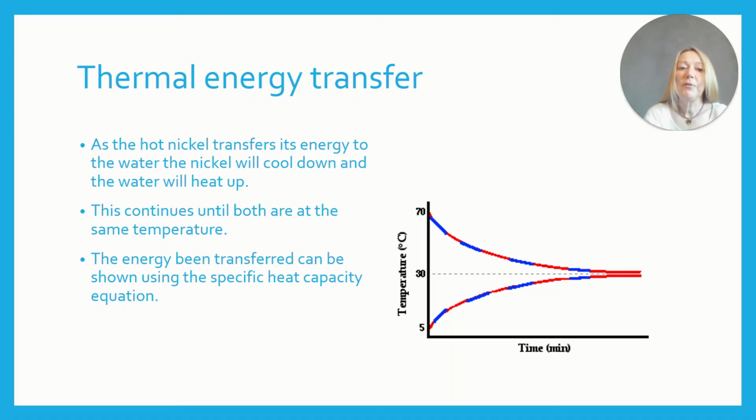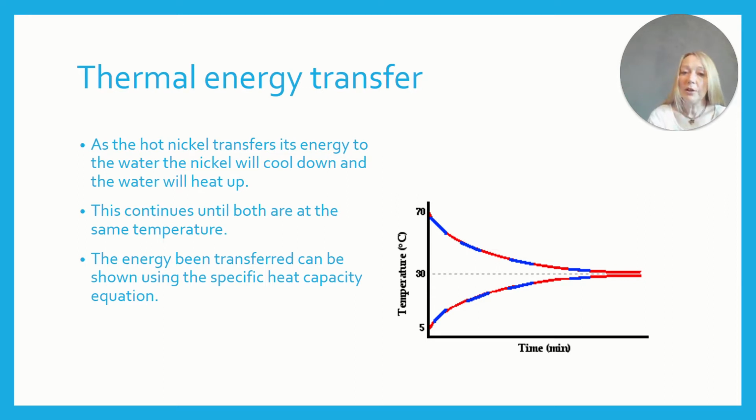So what you saw in that brief video was that the heat energy from the nickel had been transferred into the water, so much so that it actually boiled the water. And we can see from this graph what's happening. When there's a difference in thermal energy, it will continue to transfer from the hot object to the cold object until both objects are at the same temperature. And that's what that would look like on a graph.